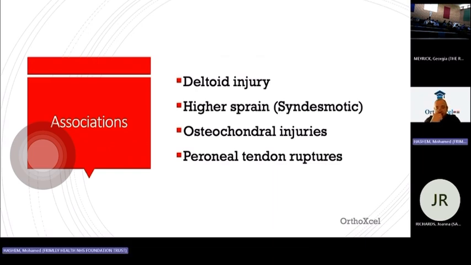Very common associations. We always just concentrate on the lateral ankle sprain as it is the commonest, but we miss that this is sometimes associated with high ankle sprain or syndesmotic injury. Very commonly associated with osteochondral injuries, especially if it's repeated, and commonly associated with peroneal tendon rupture, as they share the same mechanism of injury, which is sudden inversion. And very commonly associated with deltoid injury, based on the domino effect we spoke about on the first slide.